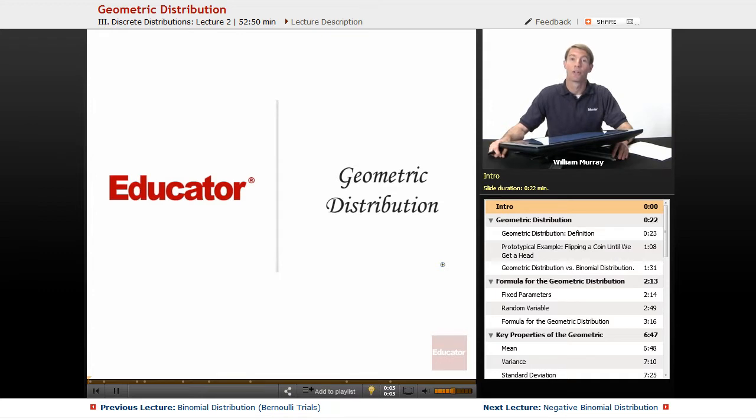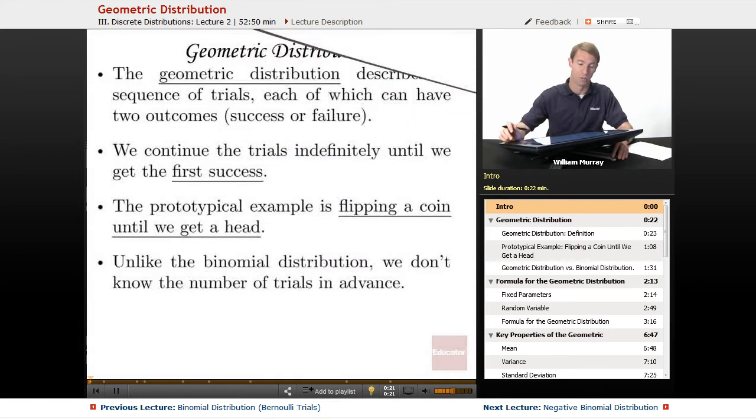Today we're going to learn about the geometric distribution. It looks a lot like the binomial distribution in the initial setup because it's kind of describing a similar situation. So I'll try to make it clear how the geometric distribution is actually different from the binomial distribution.